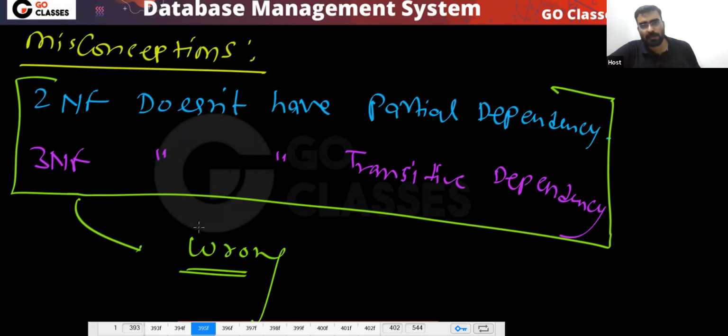Now let me tell you one thing. There are GATE questions using which they can clear their misconception, but still I don't know how they are solving these questions. For example, this is what they will say: 2NF doesn't have partial dependency, 3NF doesn't have transitive dependency.